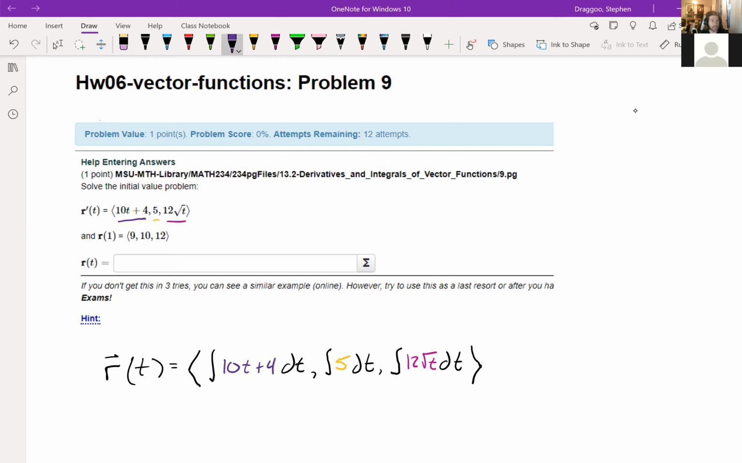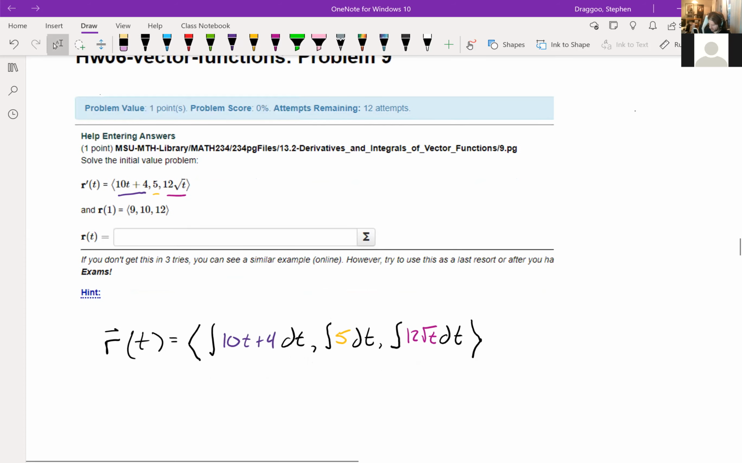There's already a question in the chat about it. Yeah, no, we did not want to ignore that 4. That was just me having a mental typo right there. Okay, yep, definitely want to include the whole thing. So that's why it helps to reread the problem.